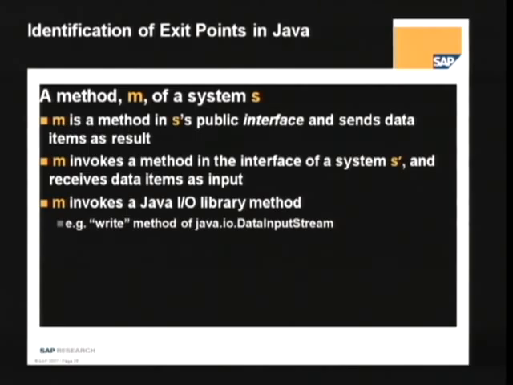If the method is an exit point, we look, of course, at the methods sending data into the environment as a result. So, methods invoking a method in the interface of a system S and receiving data items as input, and also methods invoking interfaces in the Java I/O library. But in this case, the method is using a write method to write something, because the method wants to store something in a store.